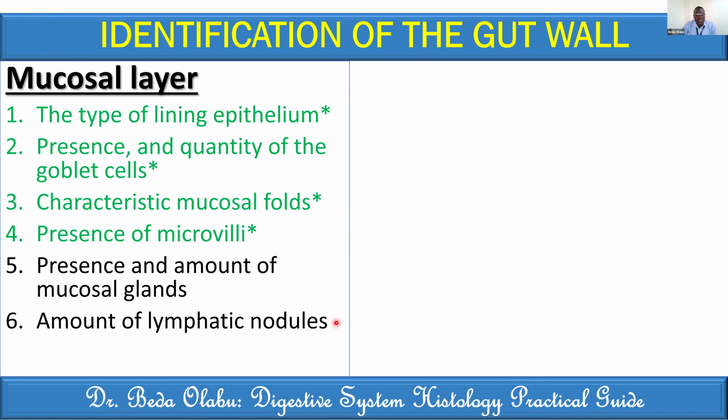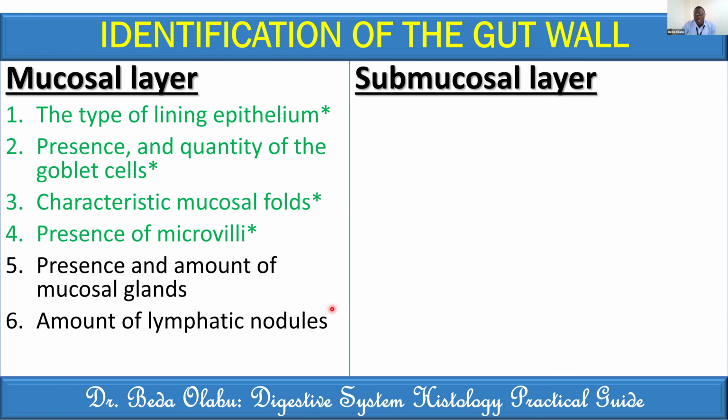The amount of lymphatic nodules is also a thing to consider. I'll put emphasis on this one if you want to distinguish the appendix and to some extent the ileum from other parts of the alimentary canal. In which case, this will be a lot. How about in the submucosa? Just one thing. The presence of the submucosal glands tells you you are in the esophagus or in the duodenum, if you are sure you're on the JT.